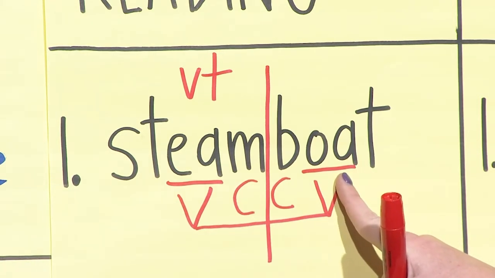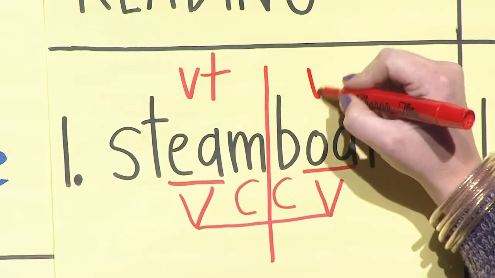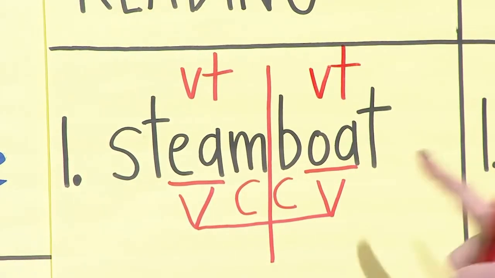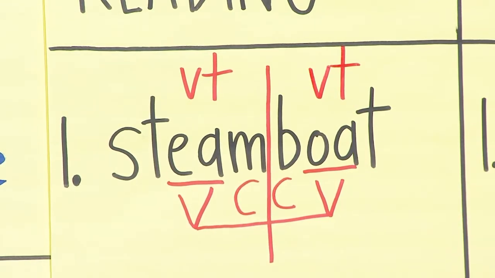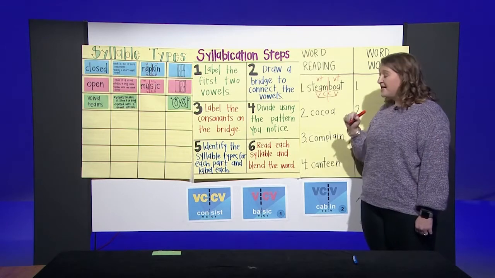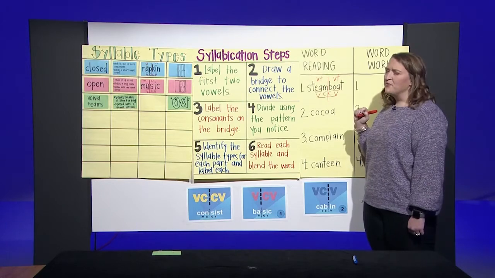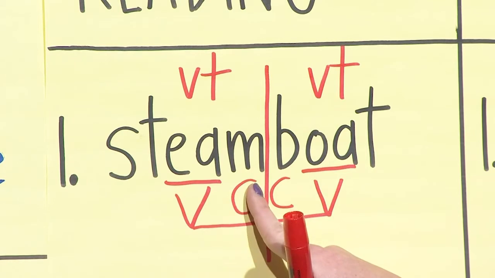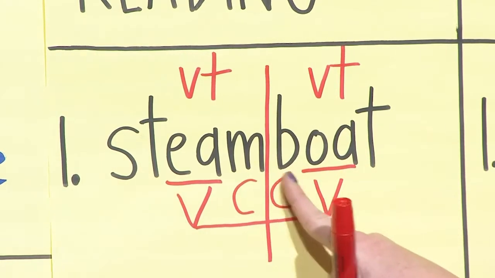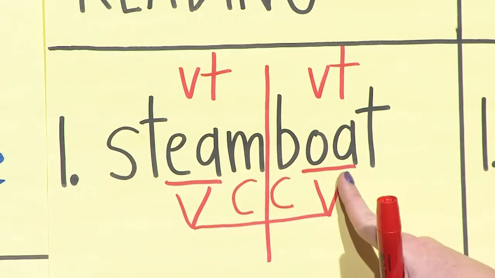Let's look at our second vowel. It's OA. So we know this is also a vowel team syllable. And we know OA says long O. So we're ready for step 6, to read each syllable and blend the word. So watch me read the syllables. Steam, steam. That sounds like a word I might be familiar with. Boat, boat. When I put it together, I get steamboat, steamboat.